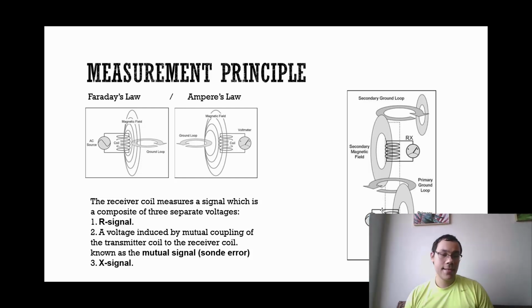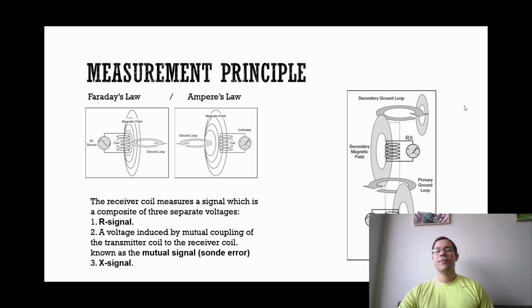And we also have an X signal. The X signal, which is associated with the upper part of this picture, happens in low resistivity formations. It's not always there, but in those scenarios, a secondary ground loop is created, which is going to create another signal that is not related to the formation. So we want to avoid that.